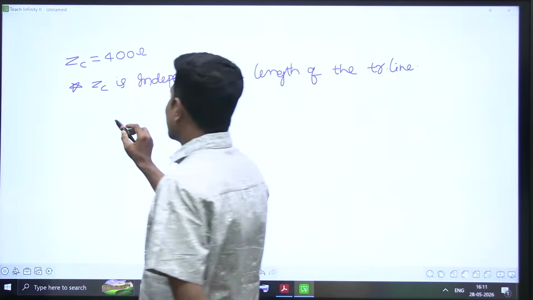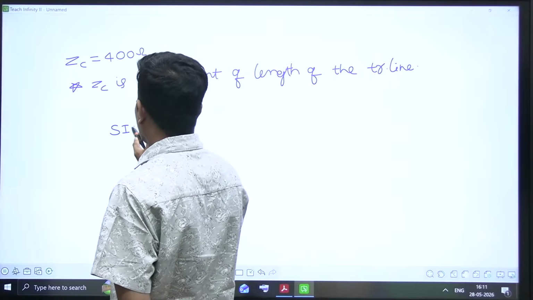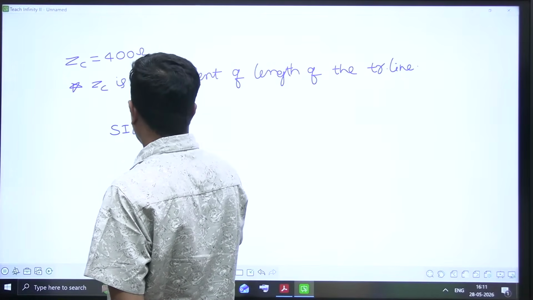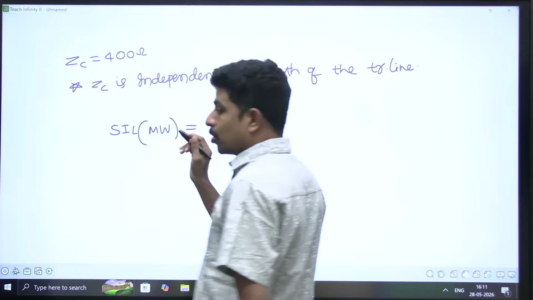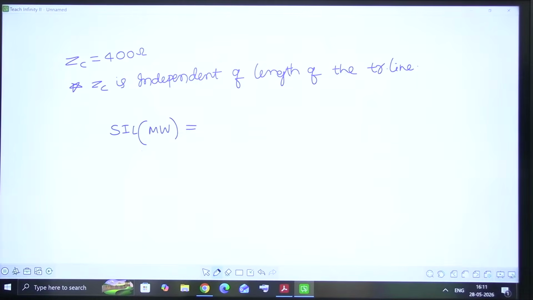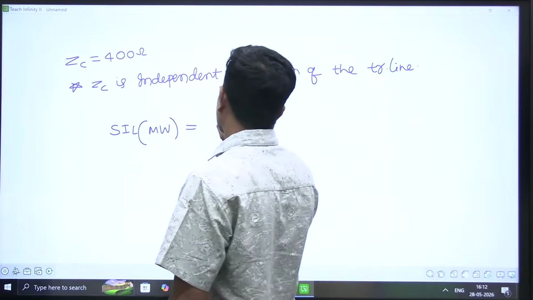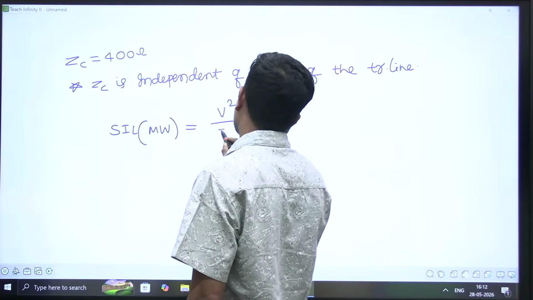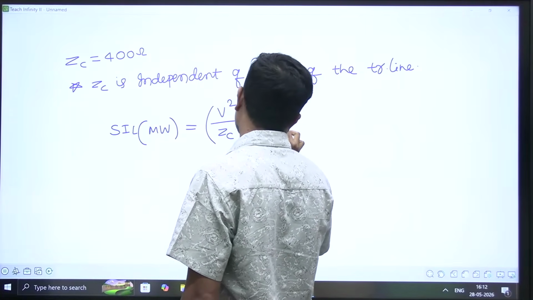Now, surge impedance loading, SIL, is in megawatts. Load means power, and that too real power. Surge impedance loading is always in megawatts, not MVAR, not MVA. Surge impedance loading in megawatts is equal to what? V square by ZC. What is V?